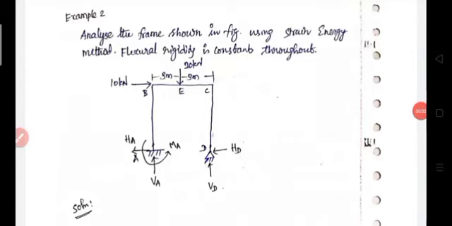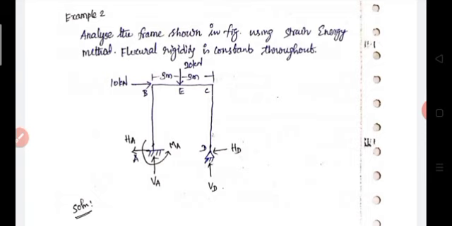Let's start with example 2. Analyze the statically indeterminate frame or a single bay frame as shown in the figure using the strain energy method. The flexural rigidity is constant throughout the frame. So this is our given frame, or portal frame.